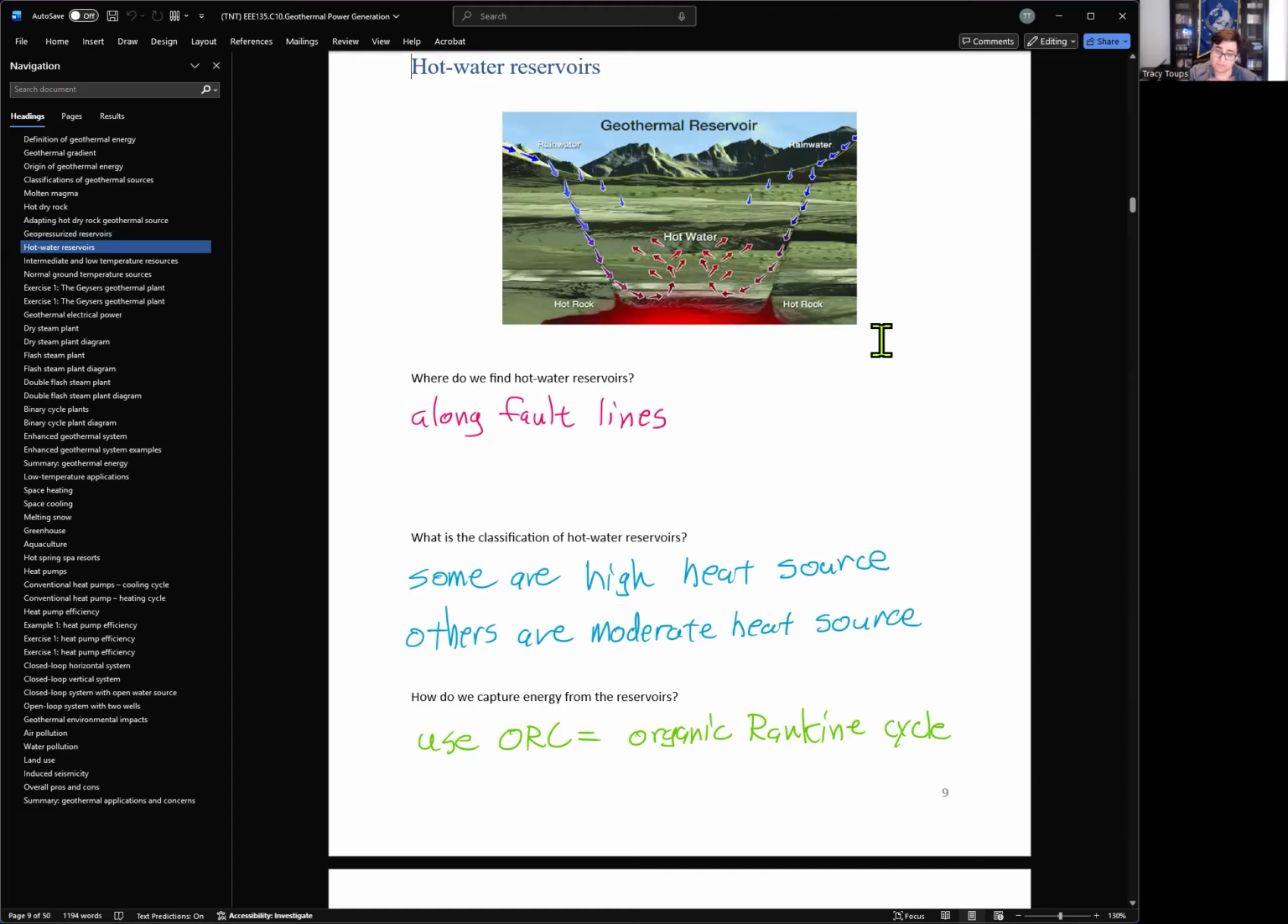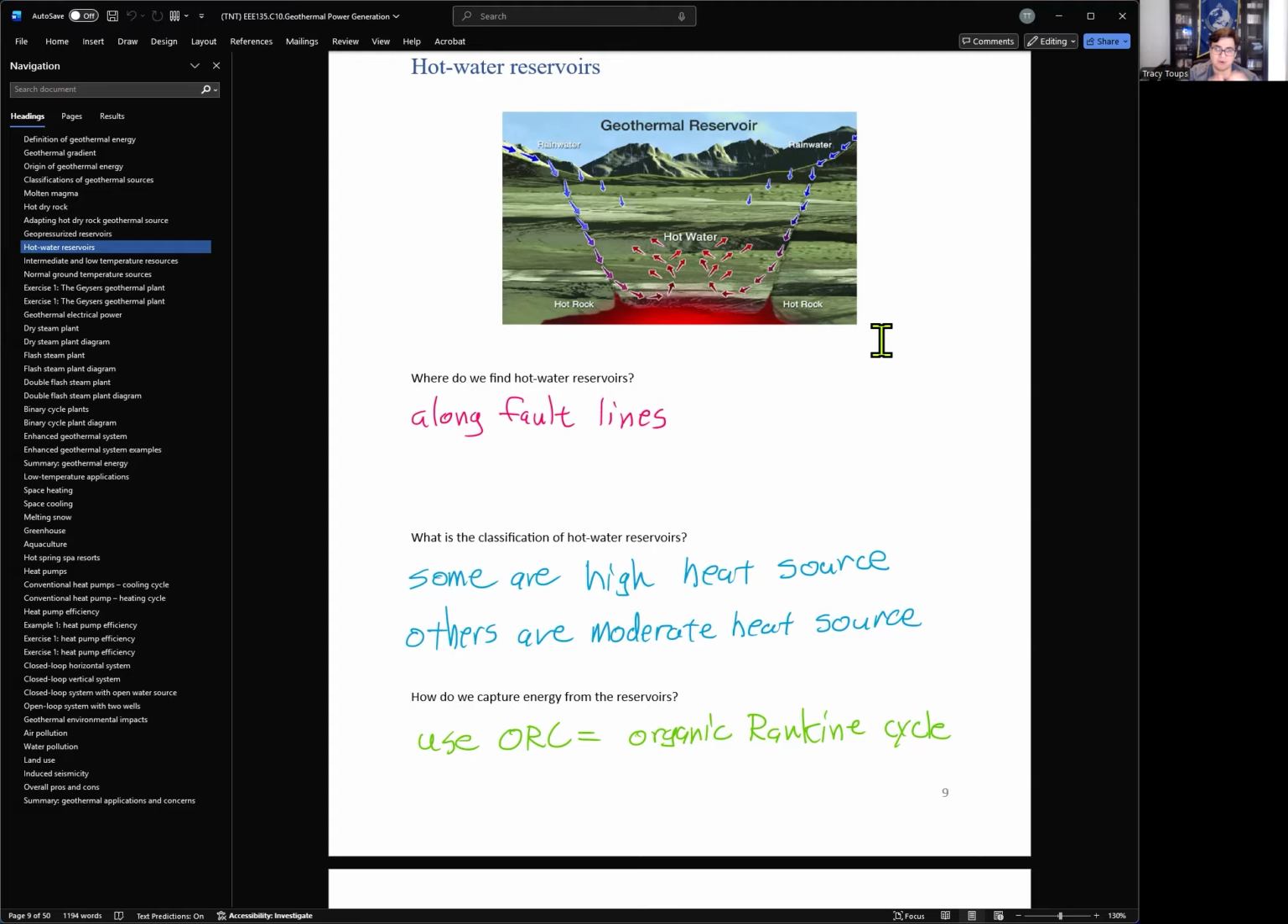Now, the question is, what classifications are hot water reservoirs? They actually vary widely. Some are high heat sources, others are moderate heat sources. It really depends on how big the hot rock bed underneath it is, number one. And number two, how much water naturally flows into it. Okay. So the question is, how can we use this?